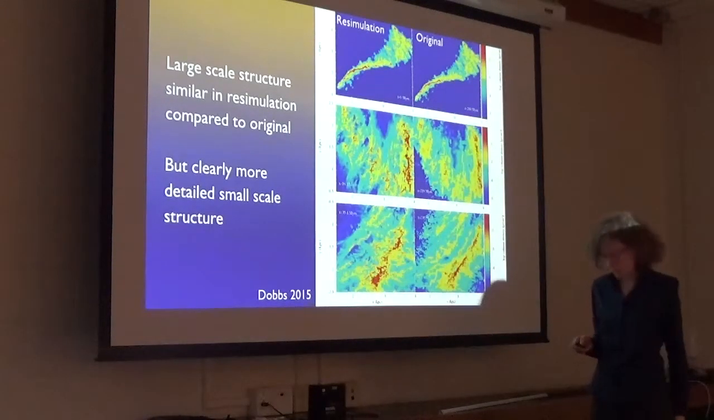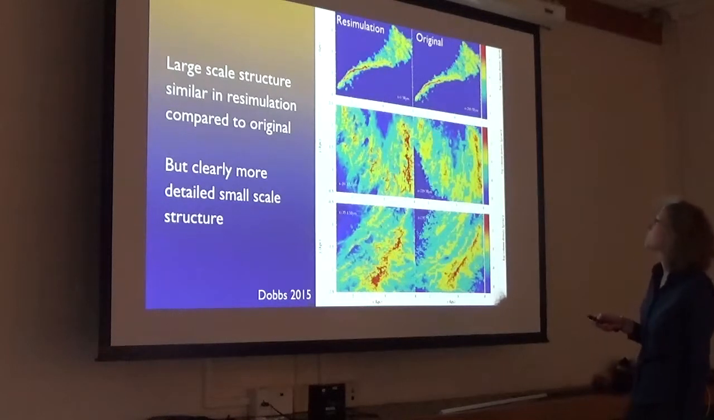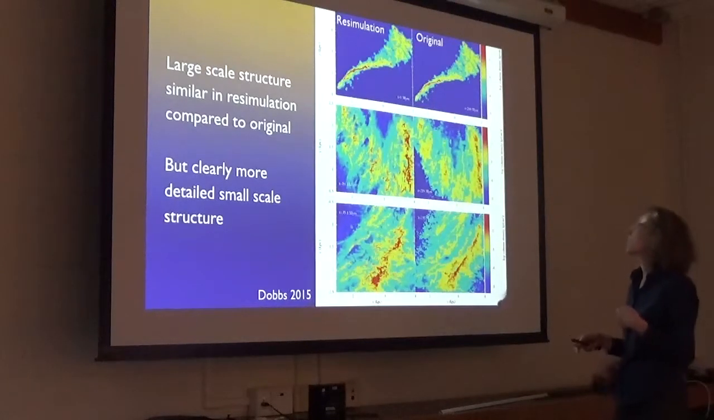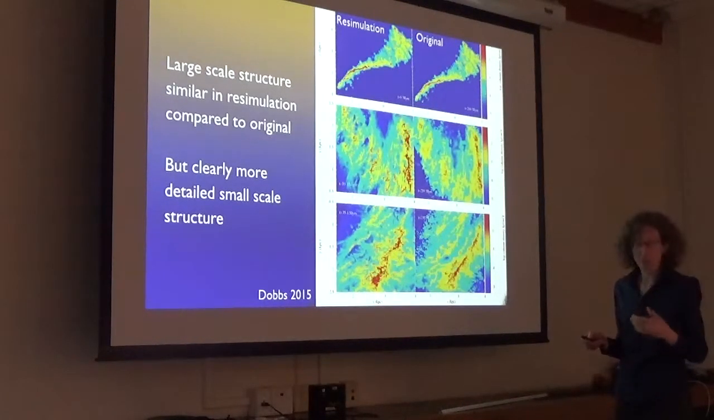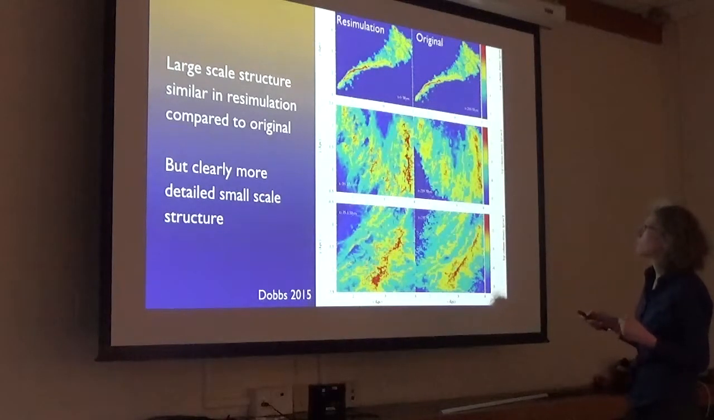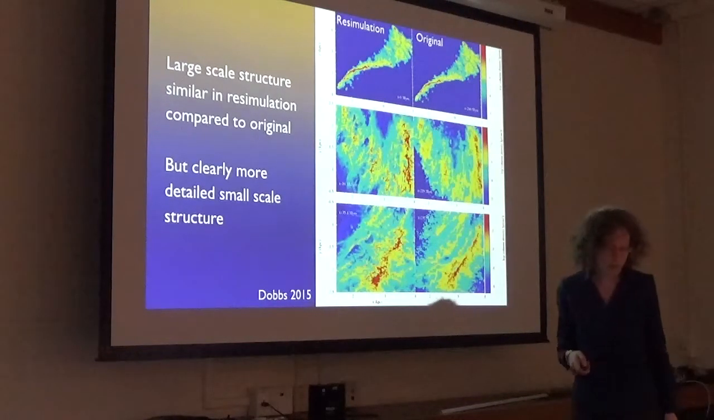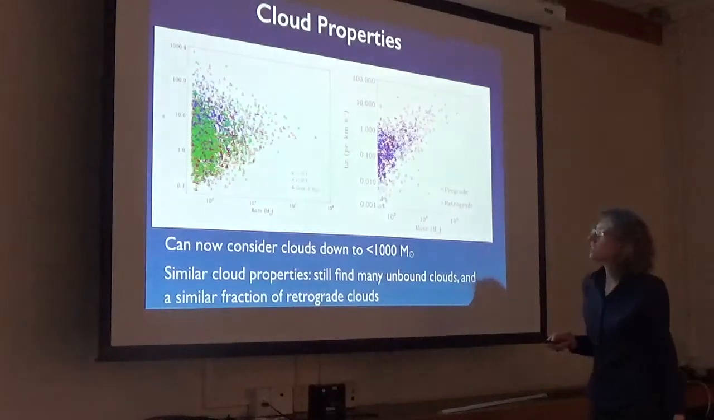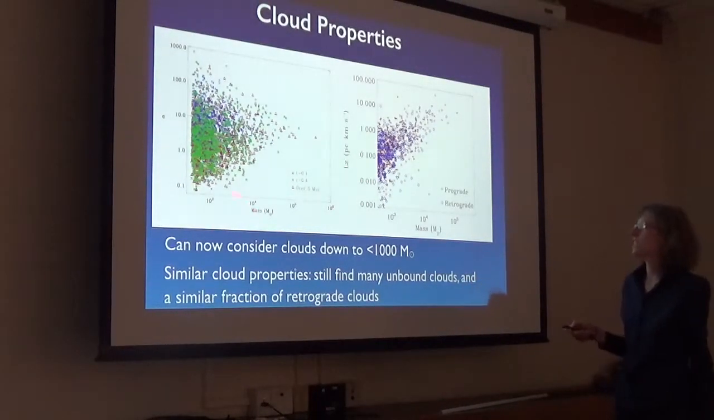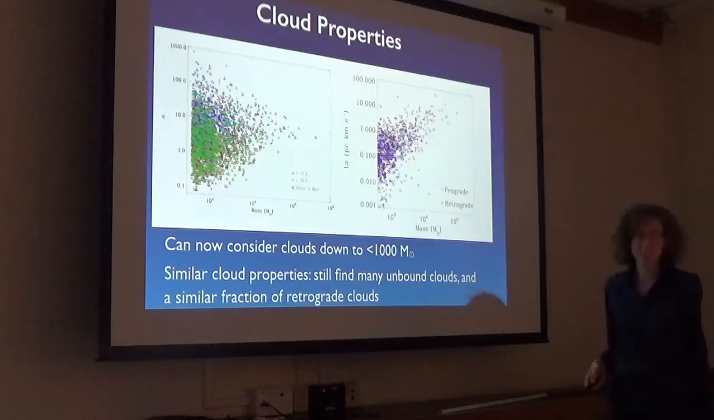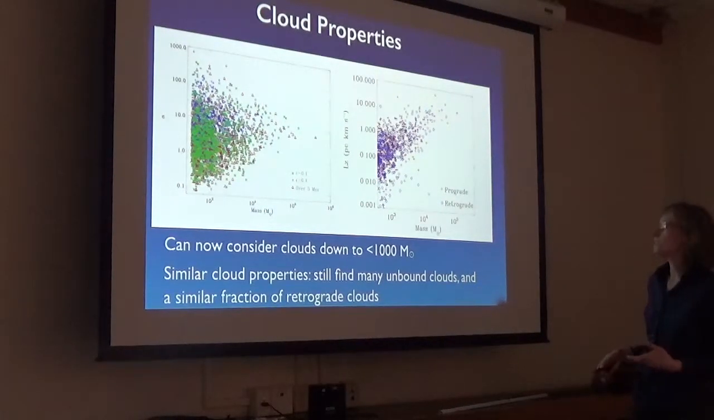This shows the gas between the resimulation and the original simulation. So largely it looks similar, but obviously with the higher resolution you can start to resolve more detail, the structures in more detail. So going on to cloud properties and now getting down to clouds that are 1,000 solar mass or lower, we basically found that there are similar cloud properties to before, so the resolution didn't make a great deal of difference.